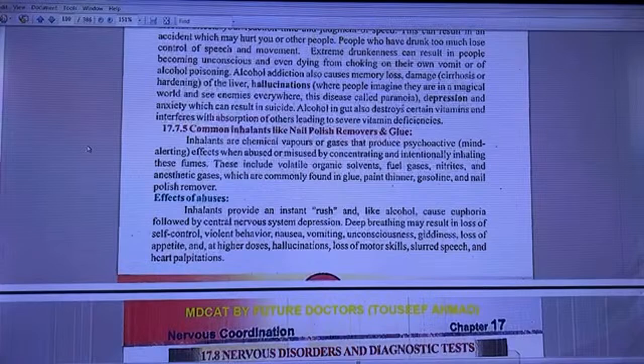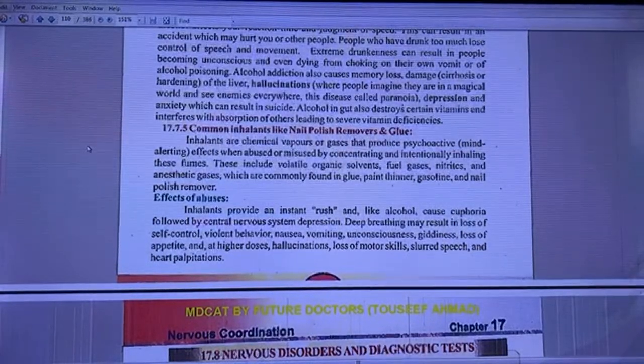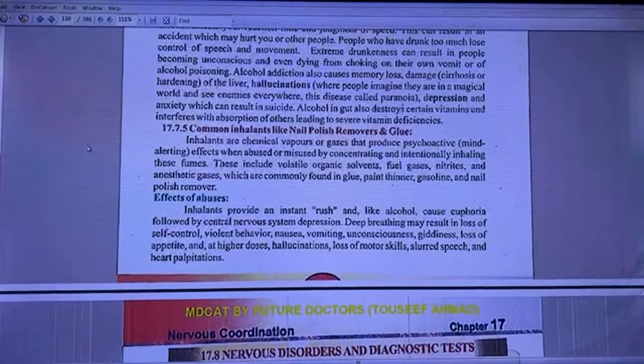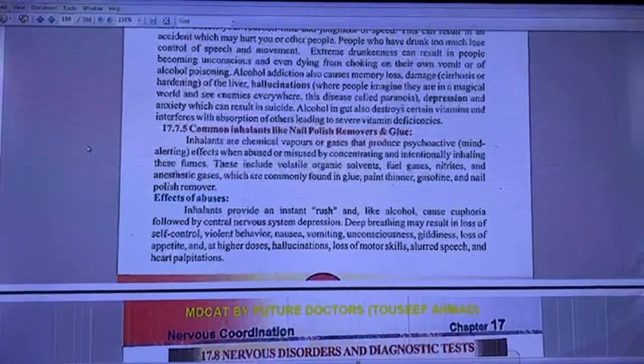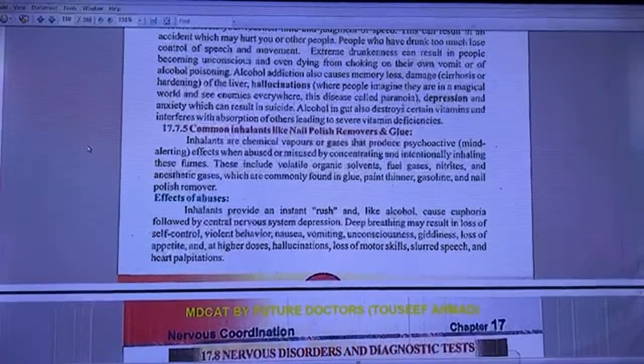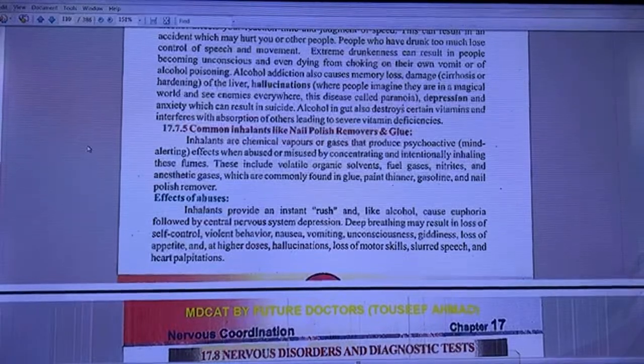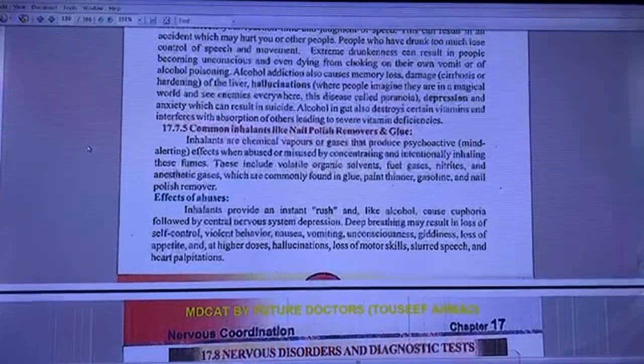Effects of misuse. Inhalants provide an instant rush and, like alcohol, cause euphoria, followed by central nervous system depression. Deep breathing may result in loss of self-control, violent behavior, nausea, vomiting, unconsciousness, giddiness, loss of appetite, and at higher doses, hallucination, loss of motor skills, slurred speech, and heart palpitations.